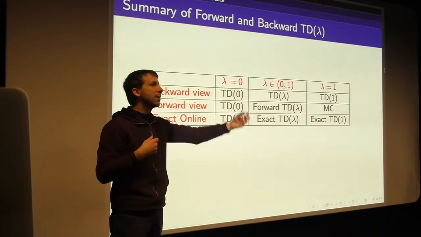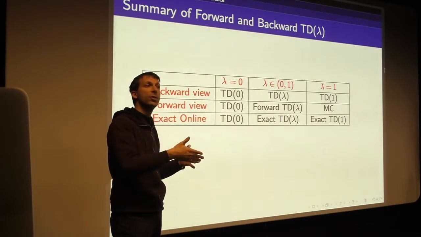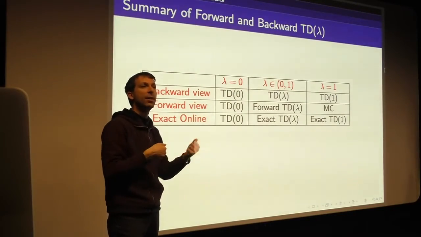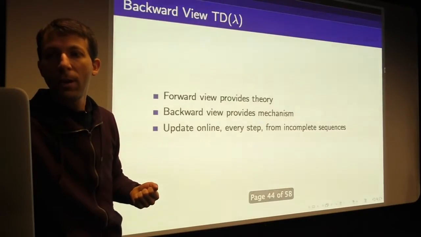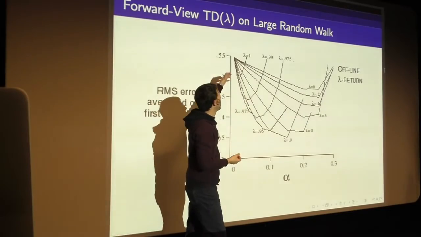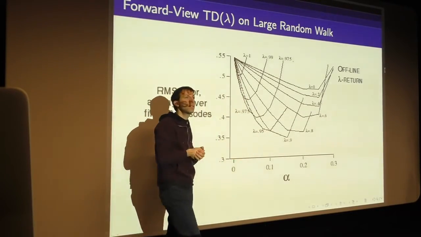So you never need to look into the future, and you have all the benefits of TD in terms of working from partial sequences and so forth. But you can pick your point just by choosing lambda. Just like in this plot, you can pick your lambda so as to get the benefits of both, a sweet spot in between Monte Carlo and TD updates.